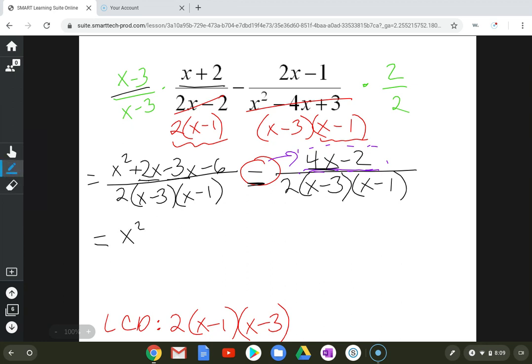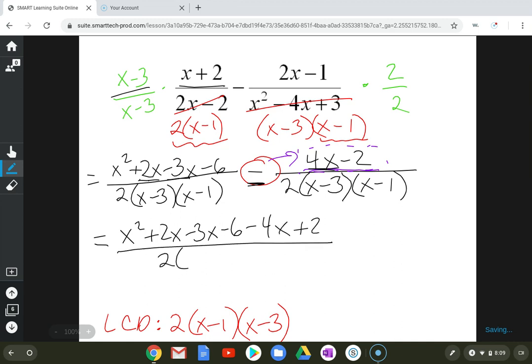So I'm going to write x squared plus 2x minus 3x minus 6. Let's distribute this negative just to be safe. Minus 4x plus 2 all over our lovely LCD. So now if we combine terms, x squared is just x squared. 2x minus 3x minus 4x is negative 5x. And then negative 6 plus 2 is negative 4.